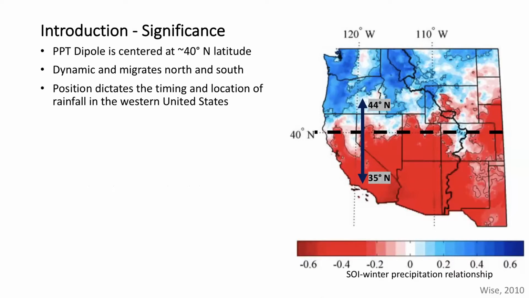This figure is from Wise 2010, and it illustrates the relationship between Southern Oscillation Index, an indicator of El Niño and La Niña, and precipitation, which clearly illustrates the north-south opposing precipitation dipole. As a result, the position of the dipole dictates the timing and location of rainfall in the Western United States.